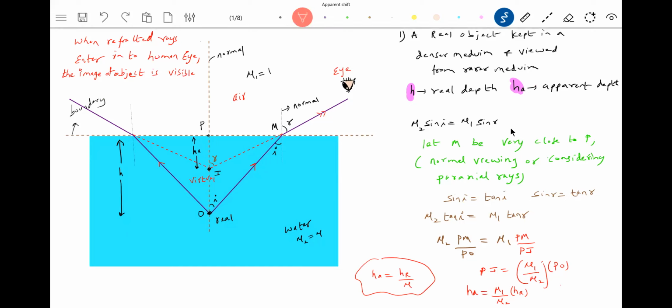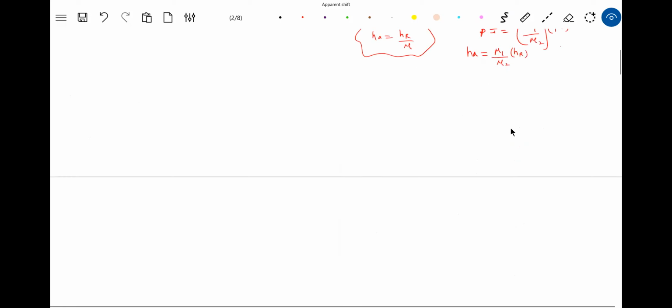So therefore when a real object is kept in a denser medium and viewed from a rarer medium, where is the viewer? The viewer is in the rarer medium. Then it will appear nearer. So it's very simple. I don't want to trouble you much here. So let's talk about something very general.